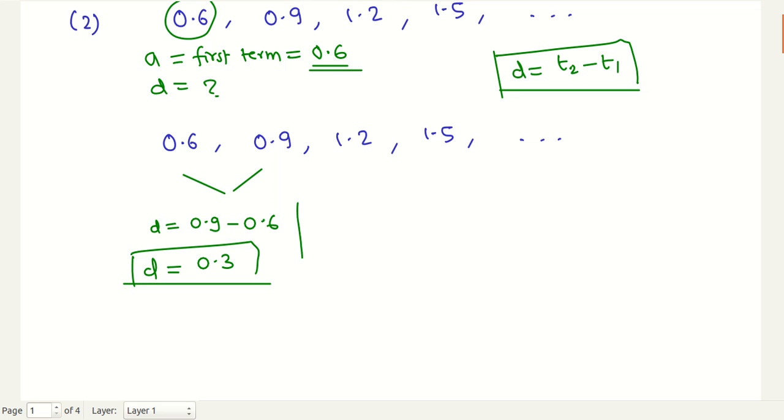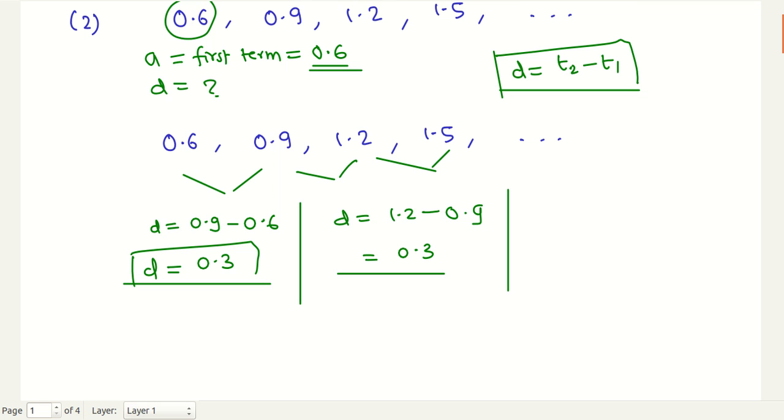Okay. Similarly, for these two cases, find D is equal to 1.2 minus 0.9. So again we know 1.2 minus 0.9 is 0.3. For the other two cases, that is 1.5 minus 1.2, this is also 0.3. So in all the cases we got the value of D as 0.3, 0.3, 0.3. So that is the common difference.